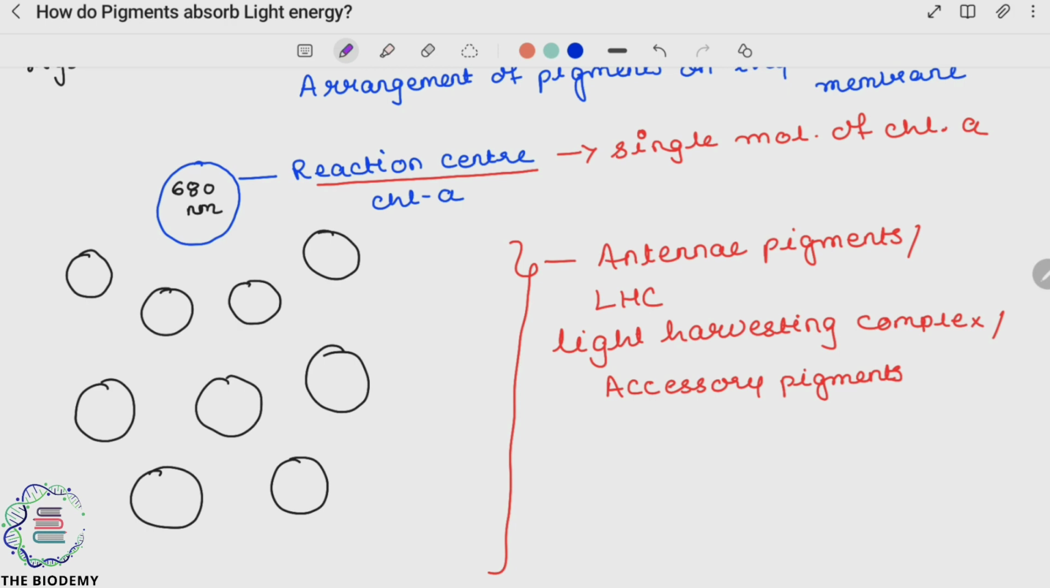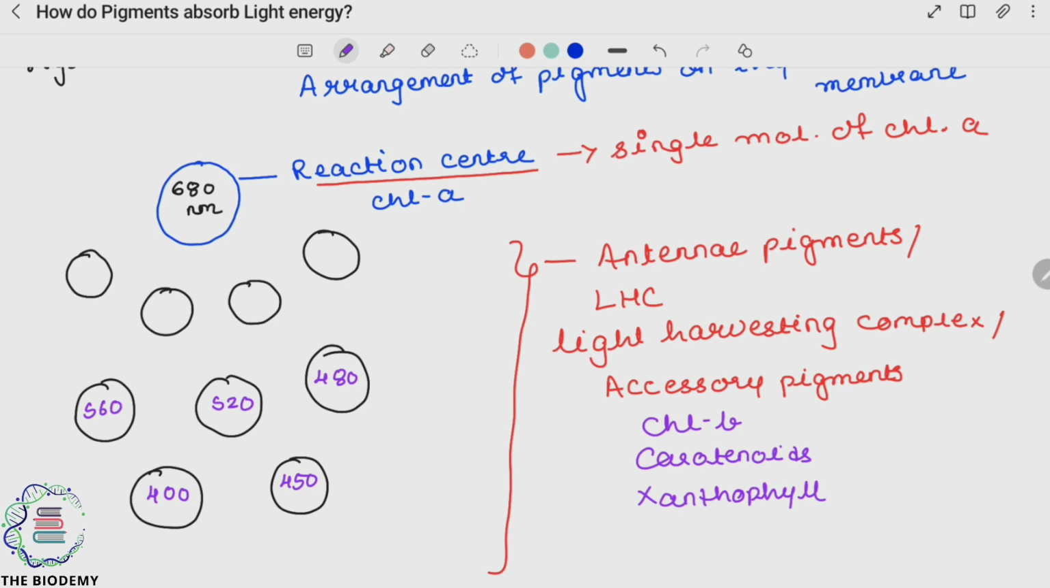So here, reaction center was one molecule of chlorophyll A. The rest of the photosynthetic pigments, that is your chlorophyll B, carotenoids, as well as xanthophyll, these three will be forming your accessory pigments. Let's talk about the wavelengths at which they absorb the light. Let's say this pigment absorbs at 400 nanometer, this at 450, 480, 520, 560, 600, 620, 640 and 660.